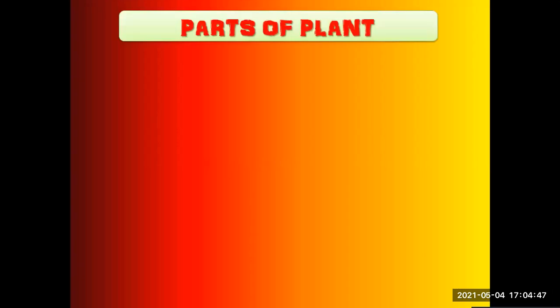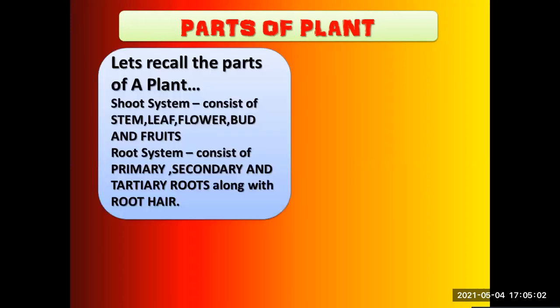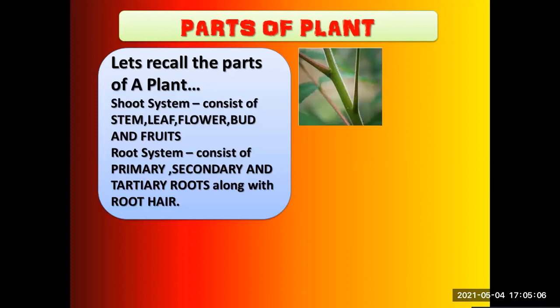Let's recall the parts of a plant. All of you have studied about it in your previous classes, but it's good to recall so that it will help us in understanding photosynthesis better. So the parts of a plant, this is the stem. We can divide the parts of a plant under two systems. One is called the shoot system, the other is the root system.